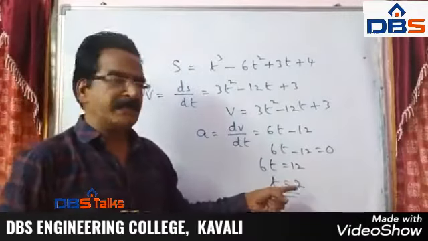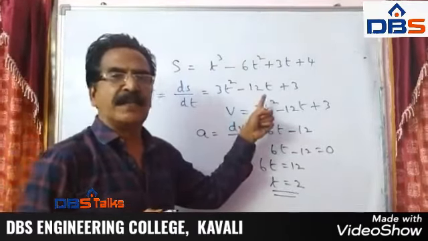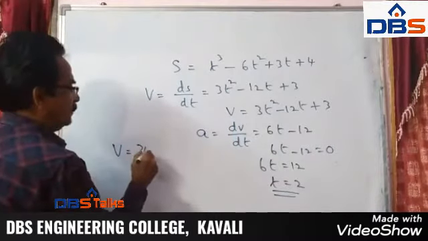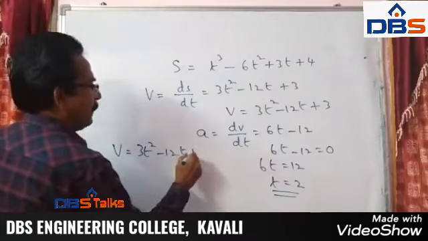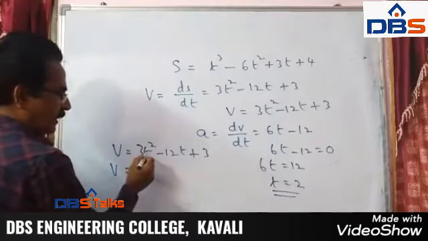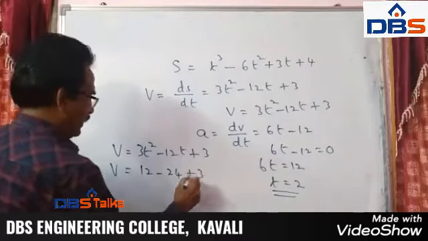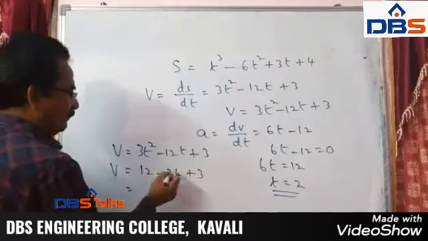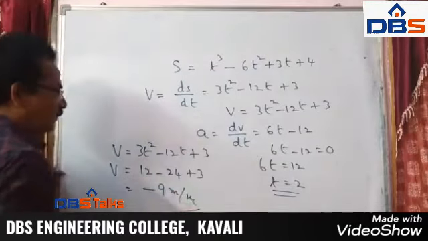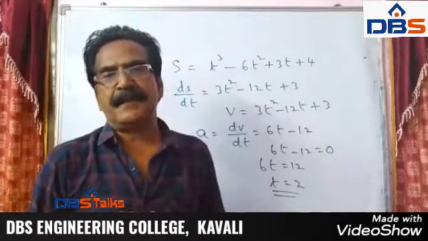So by substituting t is equal to 2 in this equation, we get velocity of the particle. Okay friends, v is equal to 3t square minus 12t plus 3. Velocity is equal to 3 twos, the t square, 4 threes is 12, minus 12 twos is 24, plus 3. v is equal to 12 plus 3, 15, minus 24, minus 9 meters per second. So this is the velocity of the particle, that is minus 9 meters per second.